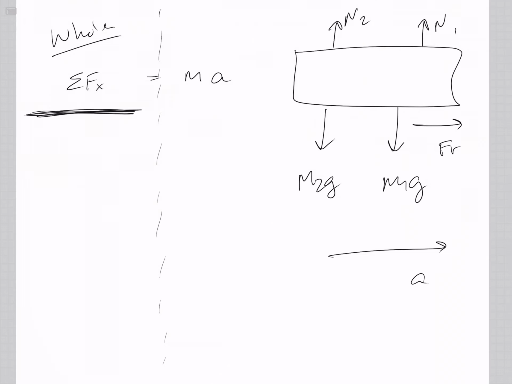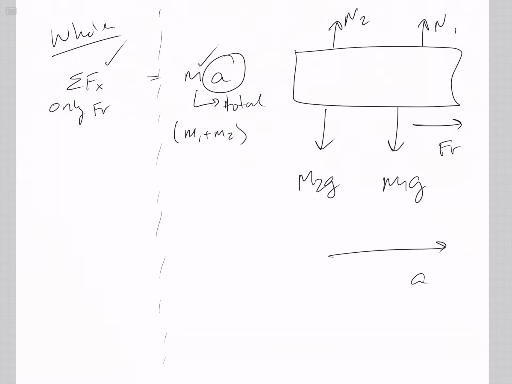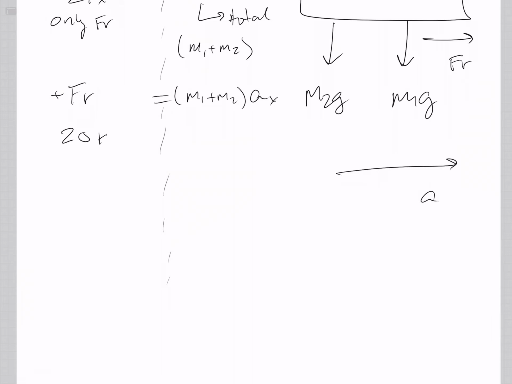When working force and acceleration problems, I like to break it up in half, and on this side there will only be friction. On this side, there will only be acceleration equations. This is the mass total, and that will be m1 plus m2. And this is only going to be friction. We know friction, we know the mass, now we just have to find the acceleration. And the friction will be positive because it's going in the right direction, and that will be m1 plus m2 times A, and that is total. And let's just put A_x to remind us that it's in that direction.